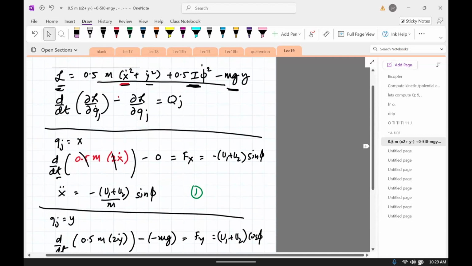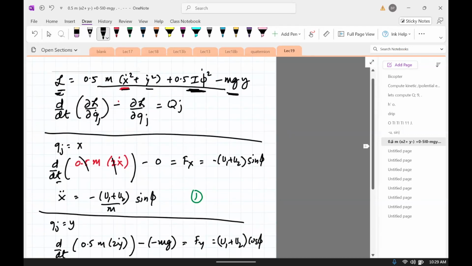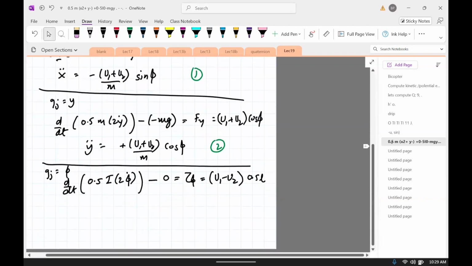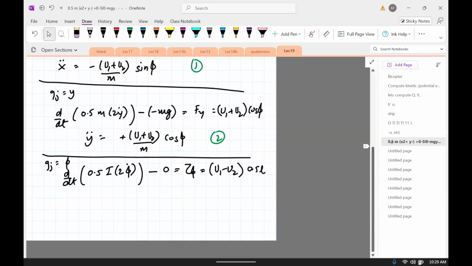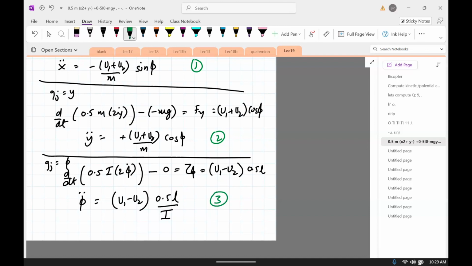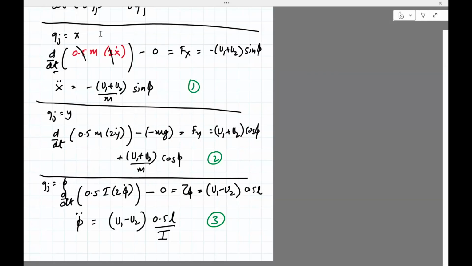2 phi dot, because it's phi dot squared; the derivative of phi dot squared with respect to phi dot. Okay, so then if we take the derivative, we get phi double dot equals u1 minus u2 times 0.5 L divided by I. So this is the third equation.